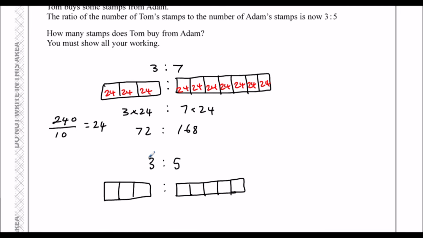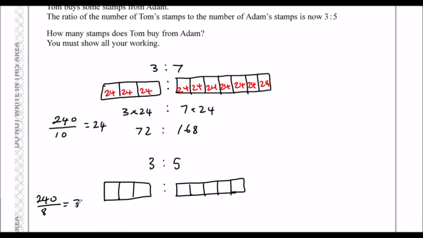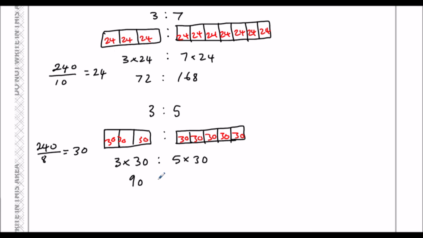So now there are 8 parts in total. There are still 240 stamps. So 240 divided by 8, which is 30. So now each of these boxes is worth 30. So Tom is going to have 3 lots of 30, and Adam will have 5 lots of 30. So 3 times 30 and 5 times 30. 3 30s will be 90. 5 30s 150.